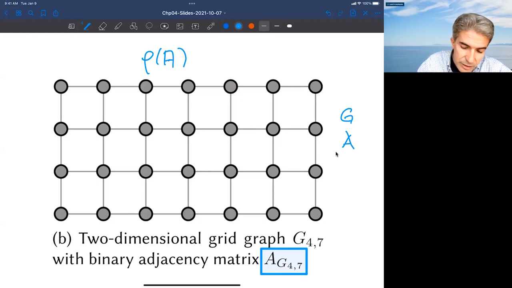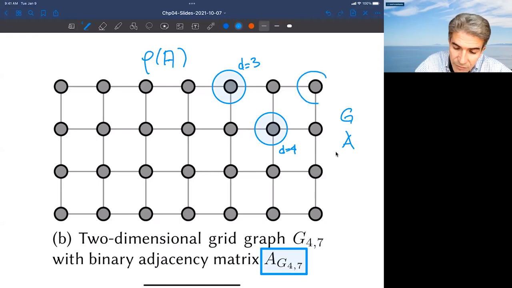One concept is that if I draw a circle around any node, so if I look at all the edges that leave a node, if the node is in the interior of the grid, the degree is 4. If it's on the boundary, but not a corner, the degree is 3. And if it's on a corner, the degree is 2. This is enough information to estimate the spectral radius of A.